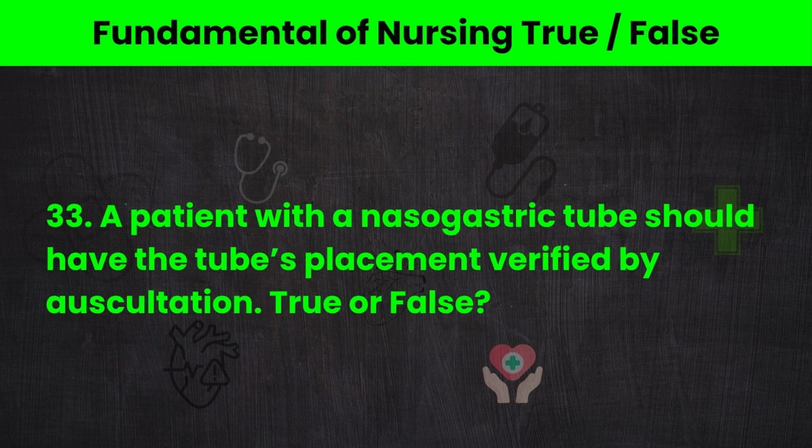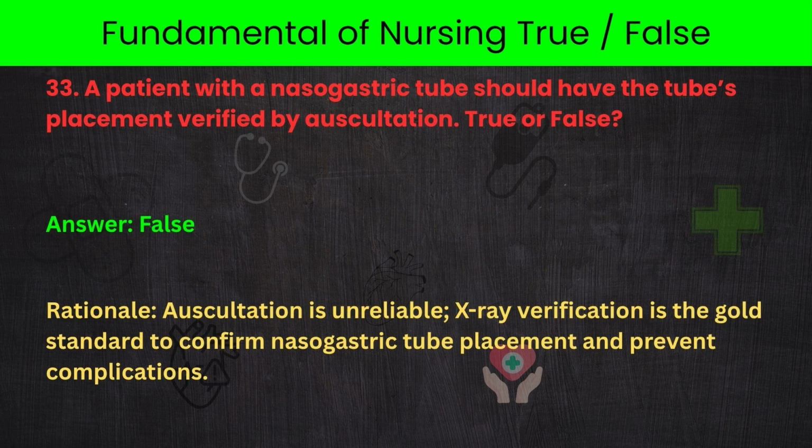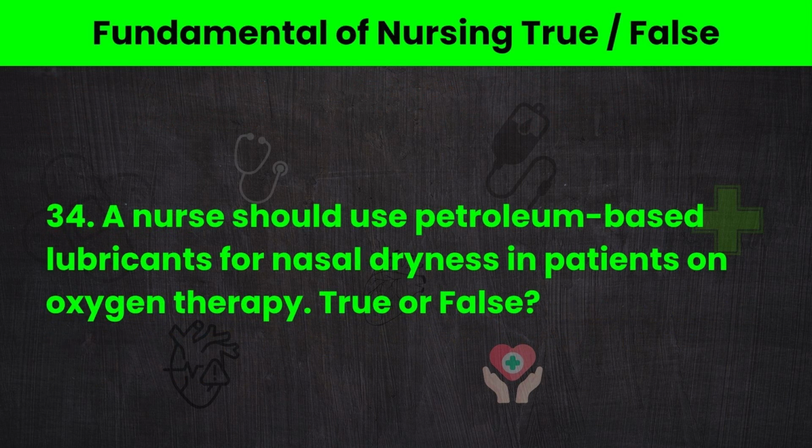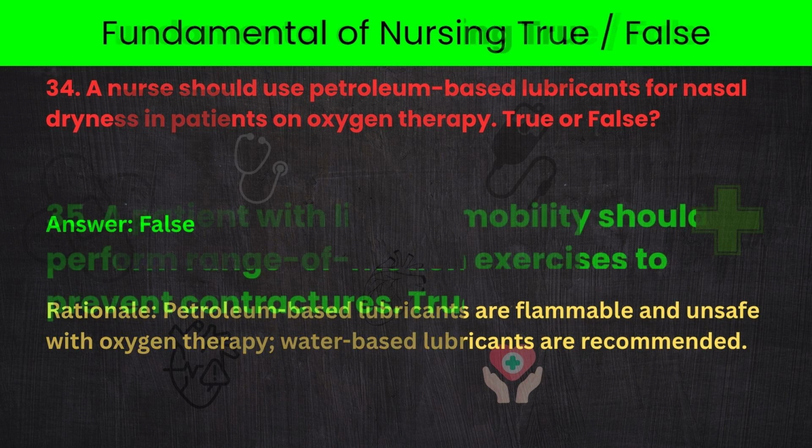33. A patient with a nasogastric tube should have the tube's placement verified by auscultation. True or false? Answer: false. Rationale: auscultation is unreliable. X-ray verification is the gold standard to confirm nasogastric tube placement and prevent complications. 34. A nurse should use petroleum-based lubricants for nasal dryness in patients on oxygen therapy. True or false? Answer: false. Rationale: petroleum-based lubricants are flammable and unsafe with oxygen therapy. Water-based lubricants are recommended.